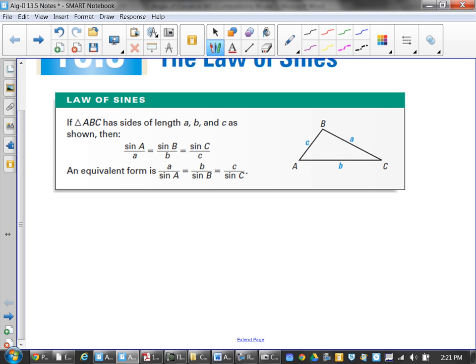Don't worry about this equivalent form of it just being reciprocal. I never use it. There's no point. I mean, it's the same thing, okay? Law of sines, like I've said, is very, very easy to use. So let's just jump to a couple of examples with this, and I'll probably just let you guys get started.